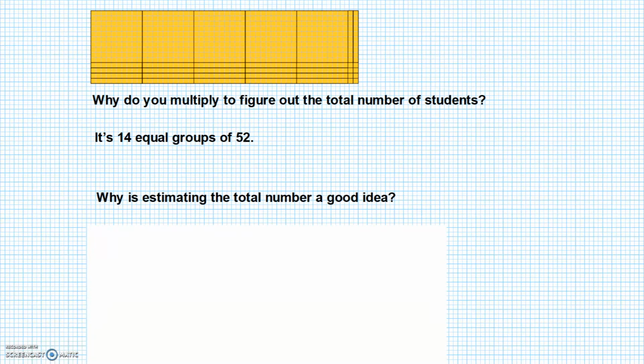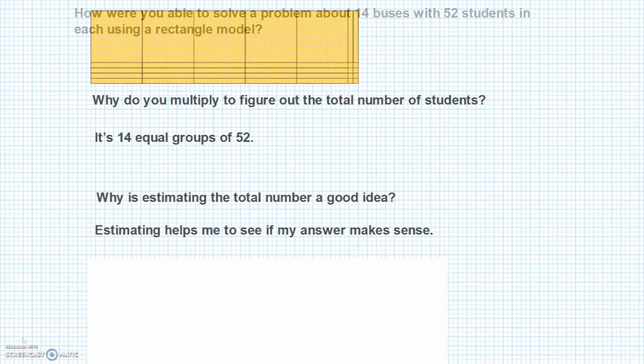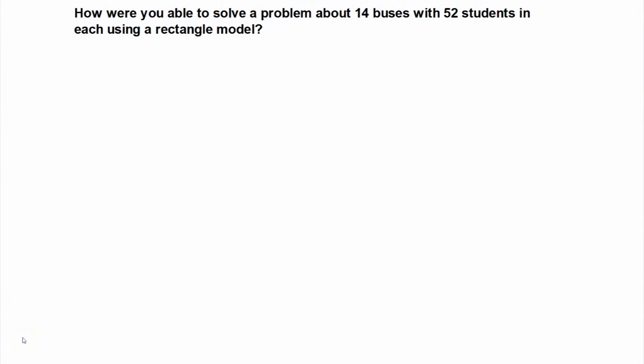The next question is, why is estimating the total number a good idea? And the answer is fairly simple, that by estimating it helps us to make sure that the answer we're getting makes sense. So when I got a number of 575, knowing that I had estimated it to be about 500 gave me some confidence to say I've probably done my calculations correctly, because I'm getting a number that's pretty close to what I estimated.